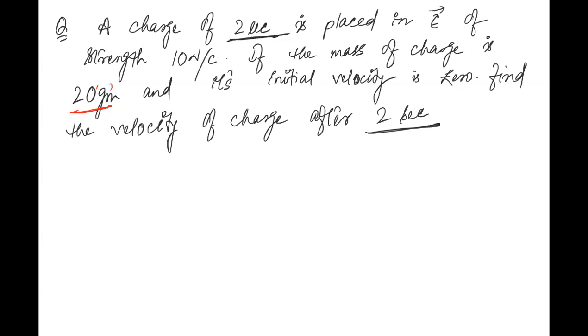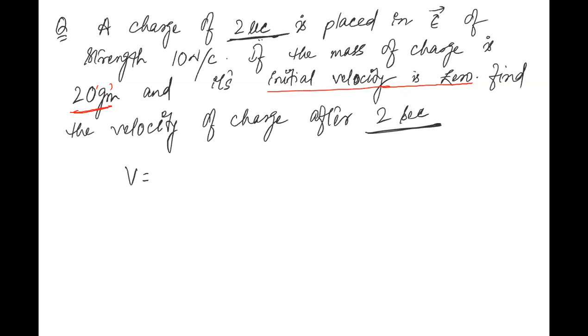Because this electric field will exert force on this charge. Due to this force, this charge will accelerate. If it will accelerate, its velocity will change, right? So if I ask what will be the final velocity of this charge if its initial velocity is zero, how will you solve this? Can you please give me some idea how to find the velocity? Final velocity minus initial velocity, time.